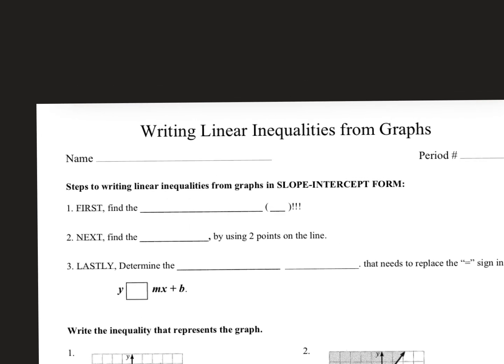So first, we want to find the y-intercept. And remember, that's the b value in the point (0, b). So we're looking for our b value, just like we would with an equation. Next, we want to find the slope. Again, just like we would with an equation, you can just pick two points that are on the line, use rise over run, and get your slope. And then the last thing you want to do is figure out what the inequality symbol is that we will use when we write the inequality.